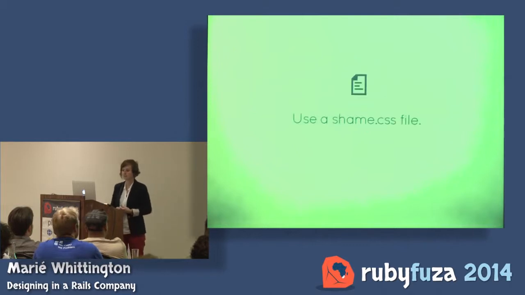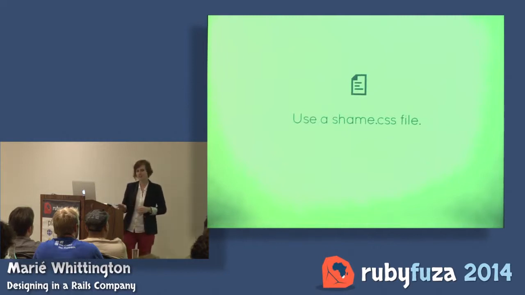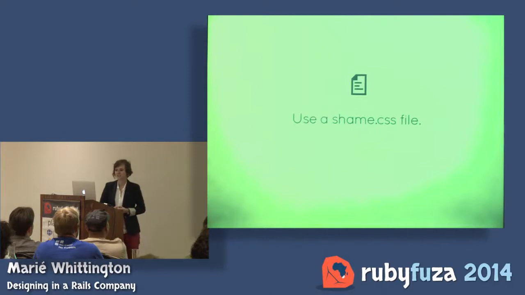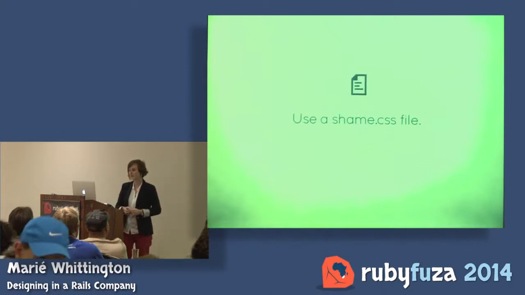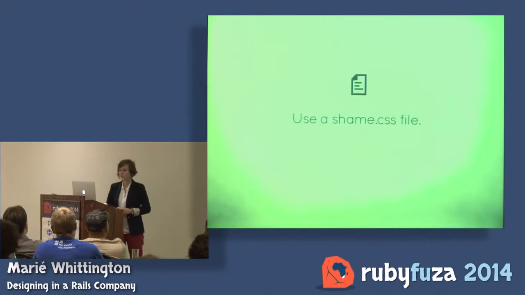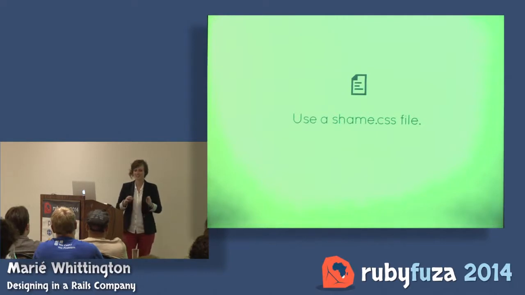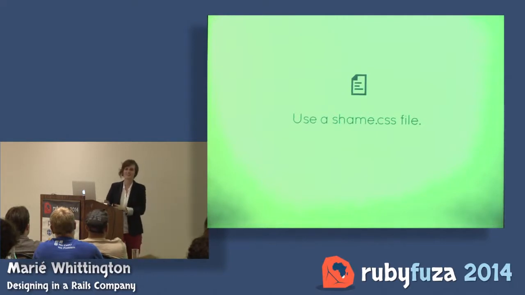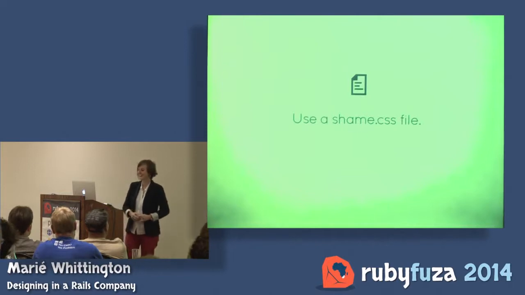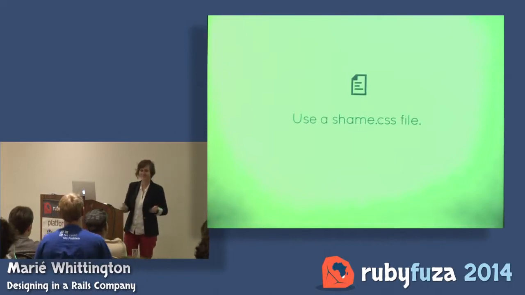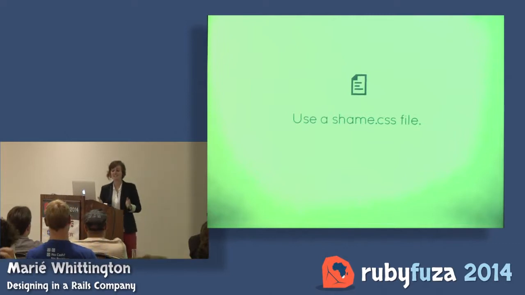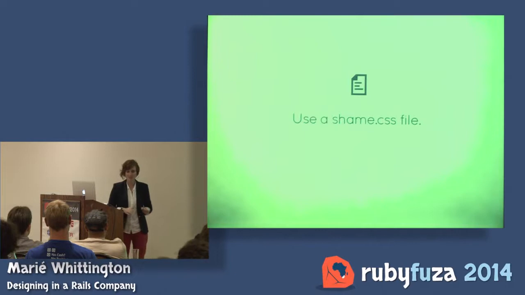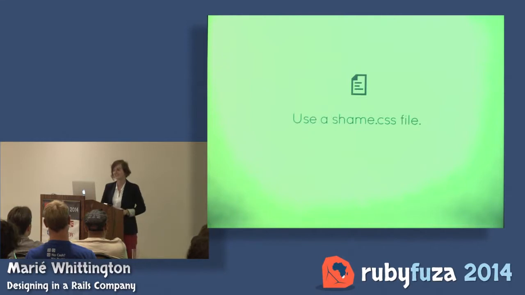This is another one, use a shame.css file. I was actually thinking we should call it awesome developer style sheet.css and not shame, so it might be a bit more friendly. But I've seen a lot of companies use this, and it's a style sheet for developers. So if you want to style something, you can put it in there. It just stops the app from having an application.css that's this long with important on everything. So this is really cool.